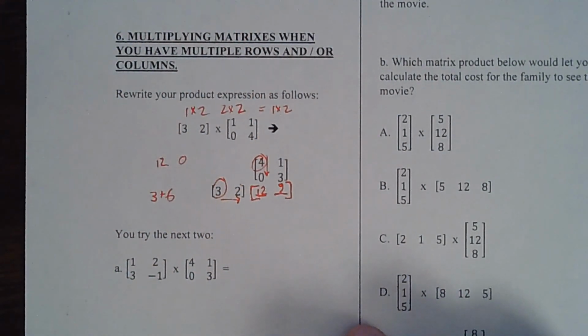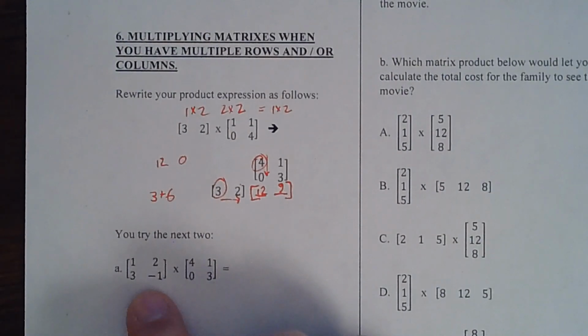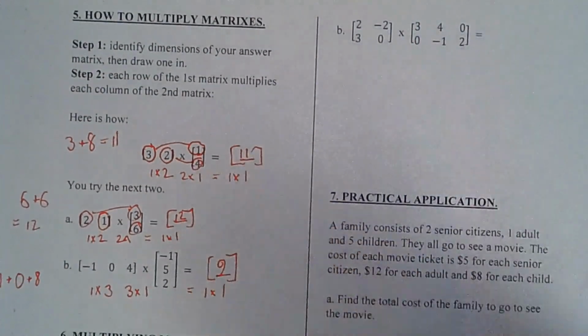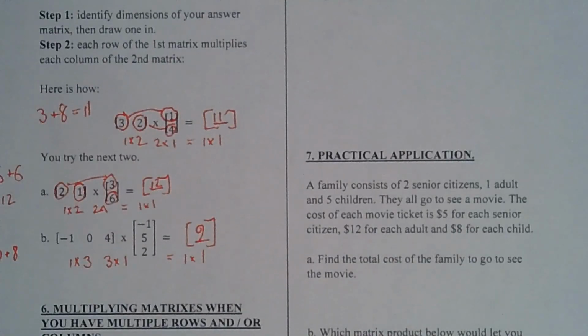All right, it's your turn now. I'm going to ask you to multiply the two matrices, find the product of the matrices that are multiplied, both in part A on the bottom left, and then also do part B on the top right. Do those two. Go ahead and hit pause, please.